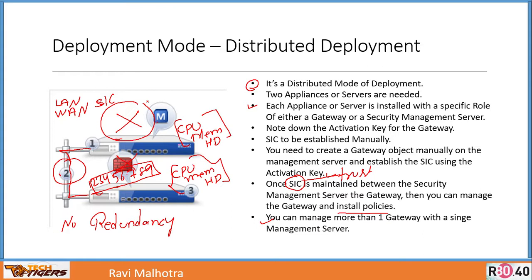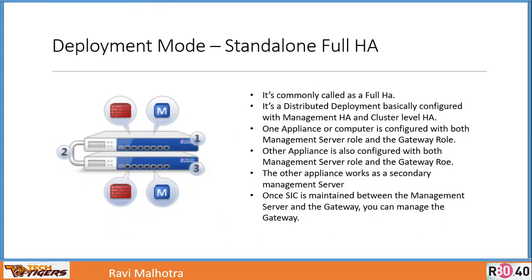Next, guys, I'm going to cover standalone full HA. It's very interesting. Have a look, guys. One box, there's a network. The two boxes are connected with each other, maybe with LAN connectivity. This is another box. Now, this box has a management server, and this box also has a gateway, right? One role is management server, the other role is gateway. The other box is just an HA configuration of the same box.